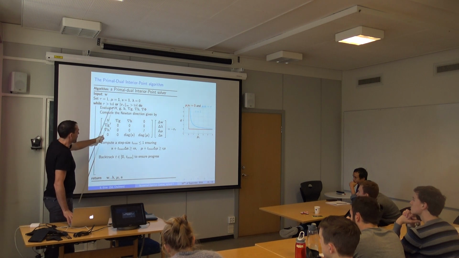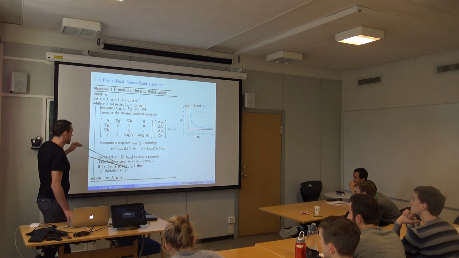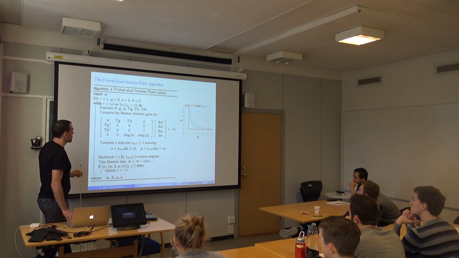Then you may still want to backtrack a bit from that, so still do a line search to make sure that the R will be reducing, and then take a Newton step. And if you meet some condition like R is small enough, update your tau and keep going. So write this down in your computer. You will have a working interior point method essentially.